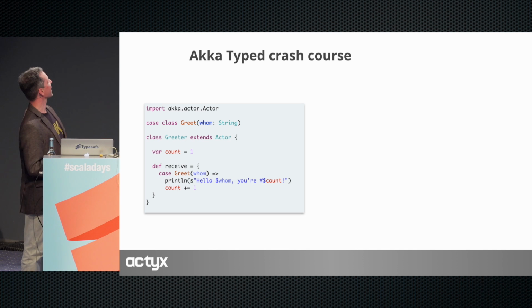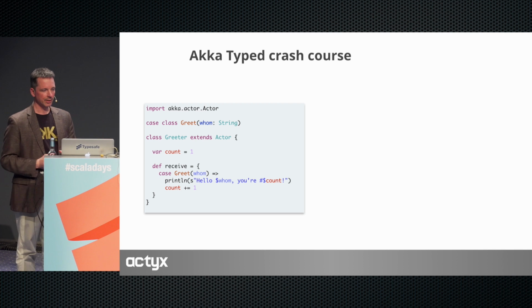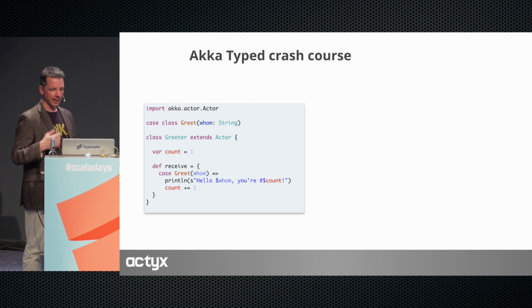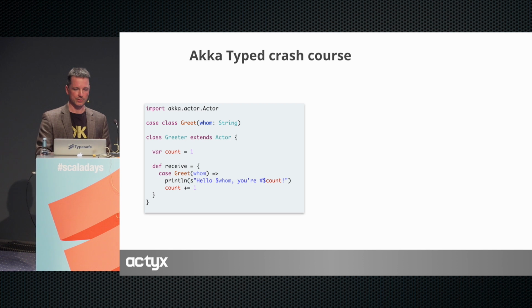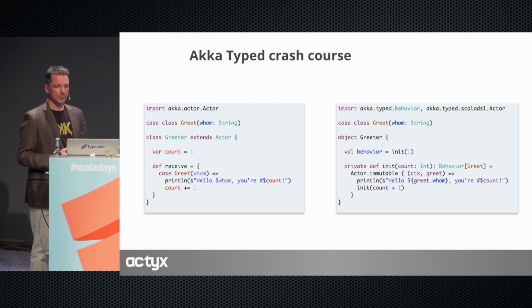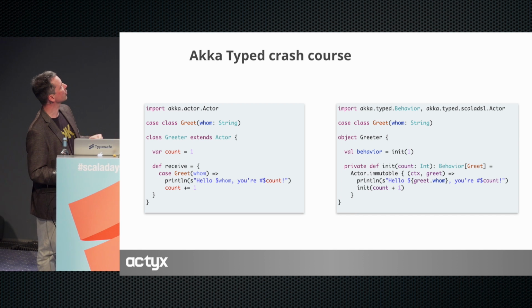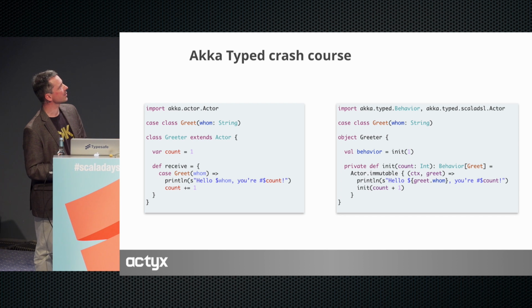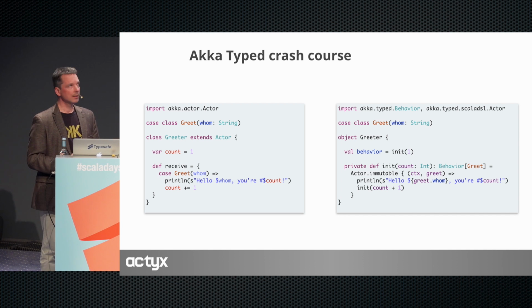So this is a normal actor. It's a greeter with a counter so that there is some state, and it will tell you, hello, world, you're number 1, 2, 3, 4, and so on. So how do we translate that into Akka Typed? First of all, we need some different imports. The important one is now not Akka actor, it's Akka Typed Behavior, and there is a DSL for constructing these behaviors, which is the Akka Typed Scala DSL Actor.